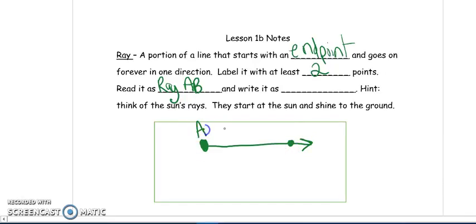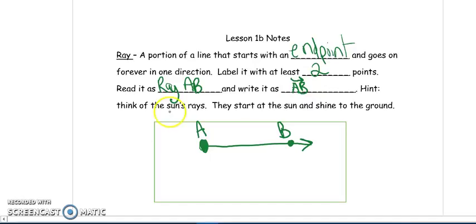this would be A, and this would be B. We always start reading it at the end point, and then read beyond to the second point that is extended on forever. So read as ray AB, and write it as AB. We put a special symbol across the top with just one arrow. So it's a straight line with just one arrow. Sorry, mine doesn't look really straight.